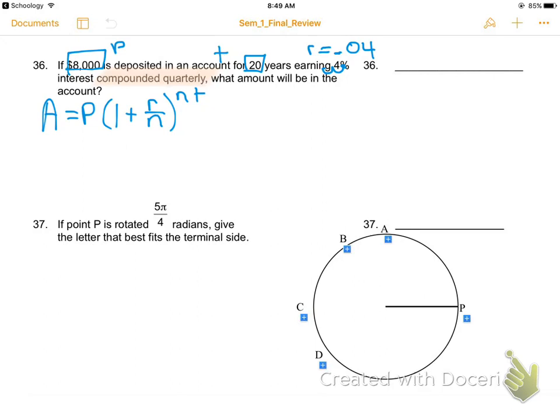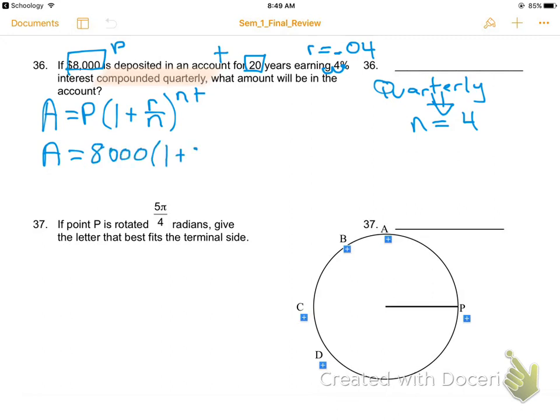And what is this quarterly, or this N value? Well, quarterly tells me that my N value is going to equal 4, because how many quarters are in 1 year? 4. So all I have to do is plug this in. A equals P, which is 8,000, times 1 plus R, which is 0.04, over N, which is 4, to the 4 times T, which is 20. And at this point, on the right-hand side, it's all the numbers. So I'm going to go ahead and plug this in my calculator.